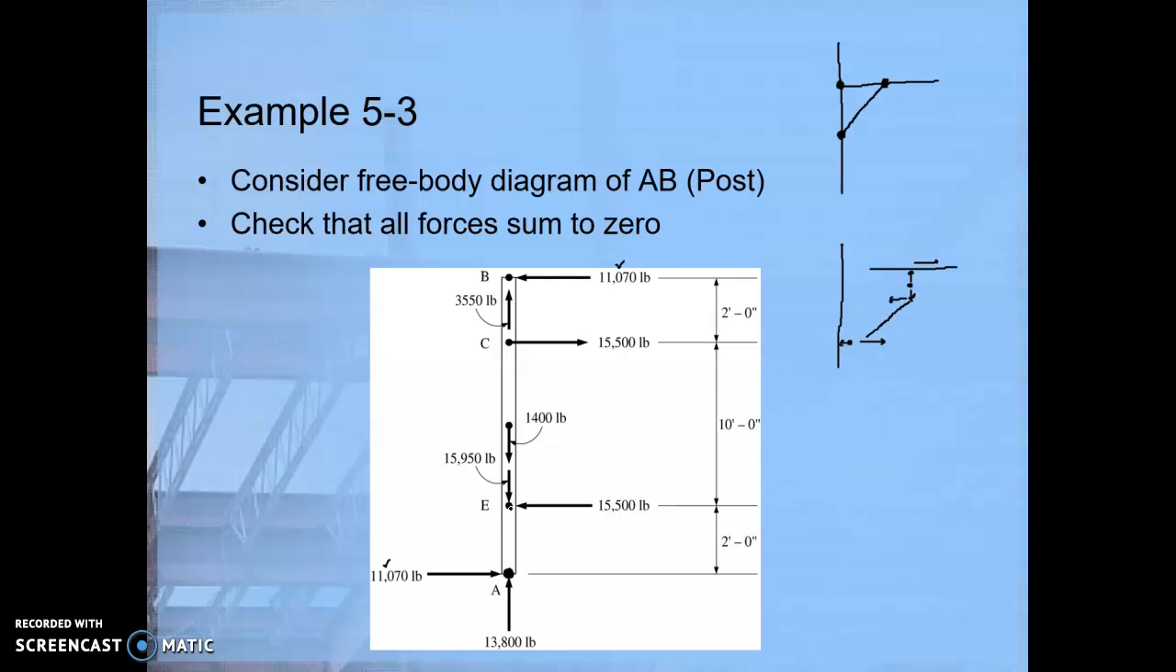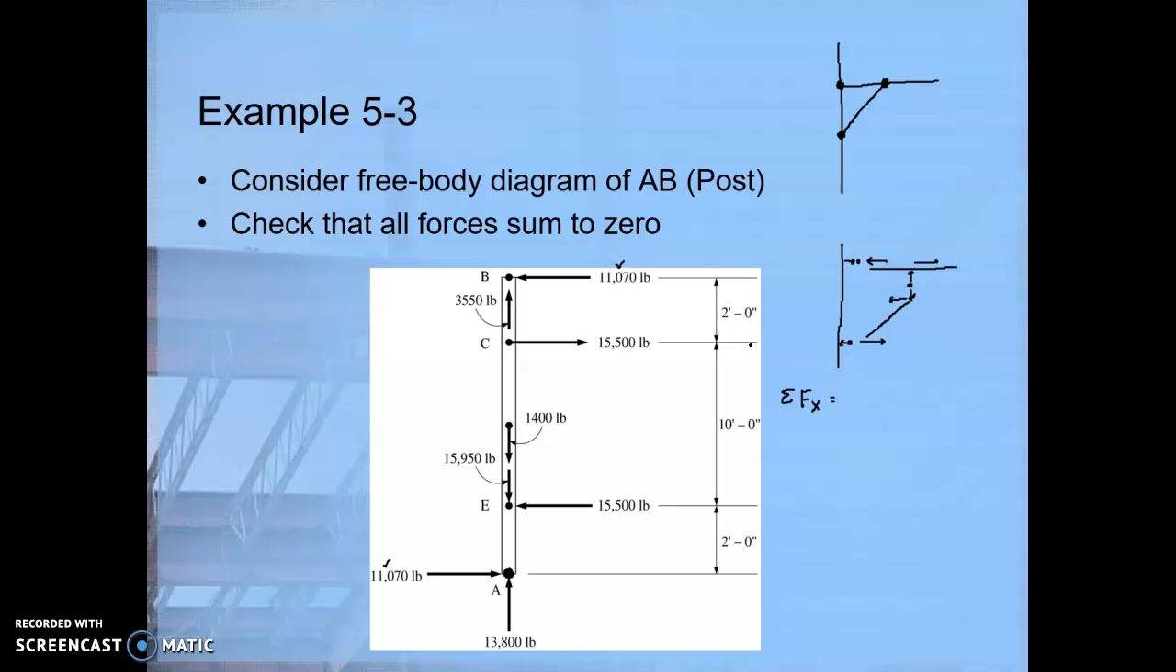So the way that the pin affects the frame member is the way we need to think about it. It's not how the frame affects the pin, but how the pin affects the frame. The pin at E is pushing the post to the left with a force of 15,500. Also up here, it is pulling the boom to the left, which means it's also pulling the post to the right. So at joint C, the way the joint affects the post is that it pulls it to the right with 15,500 pounds.